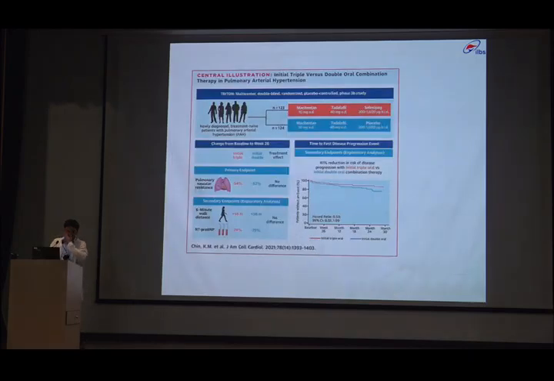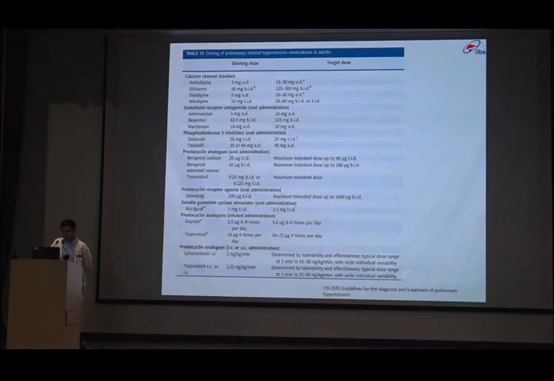This is again a trial in pulmonary arterial hypertension as a group, in which there was a 41% reduction in risk of disease progression with initial triple therapy versus initial double combination therapy. There was no treatment effect on the individual parameters, but overall survival was better with initial triple drug therapy. So these are the drugs which can be used.